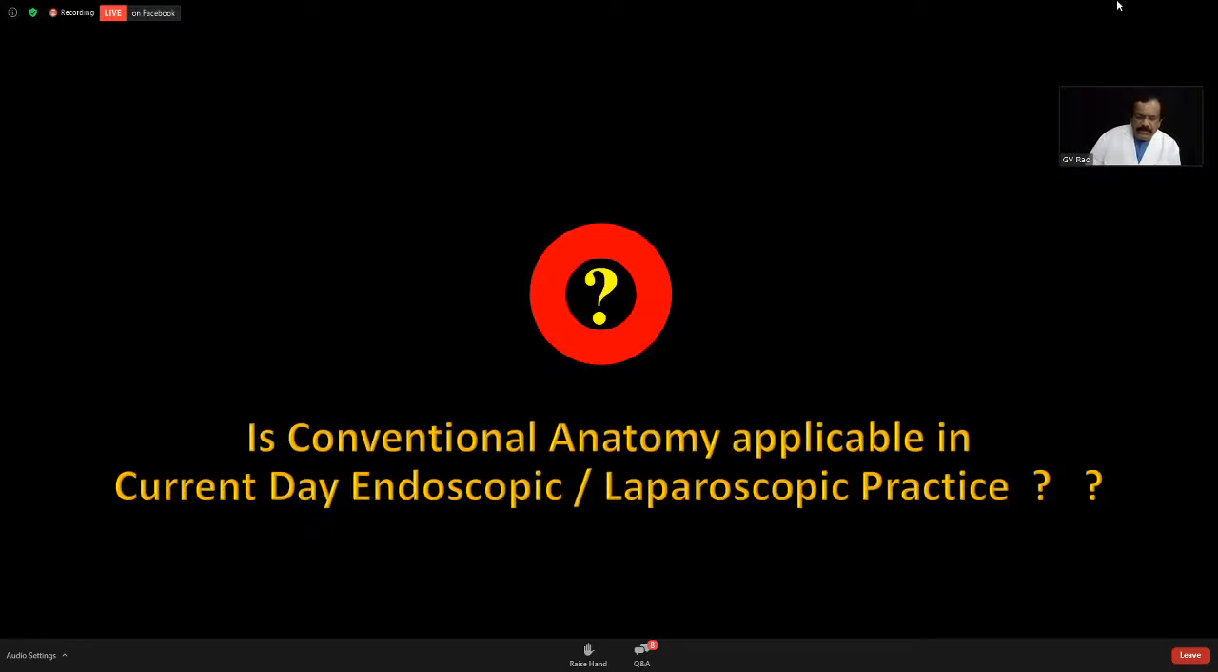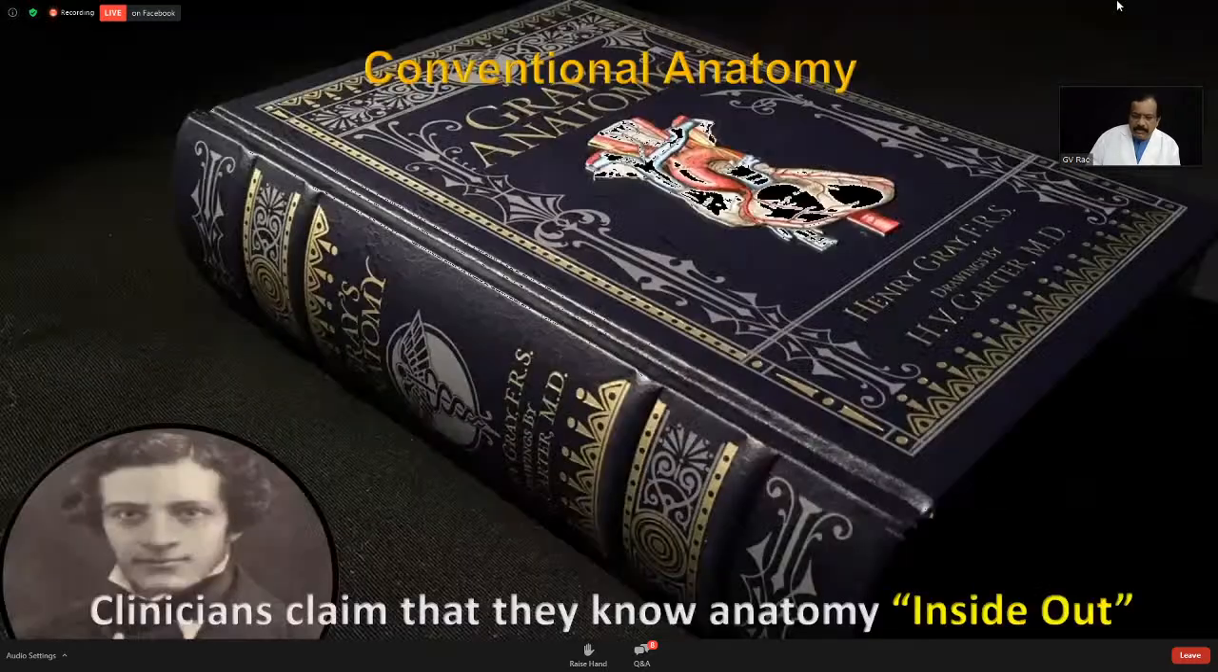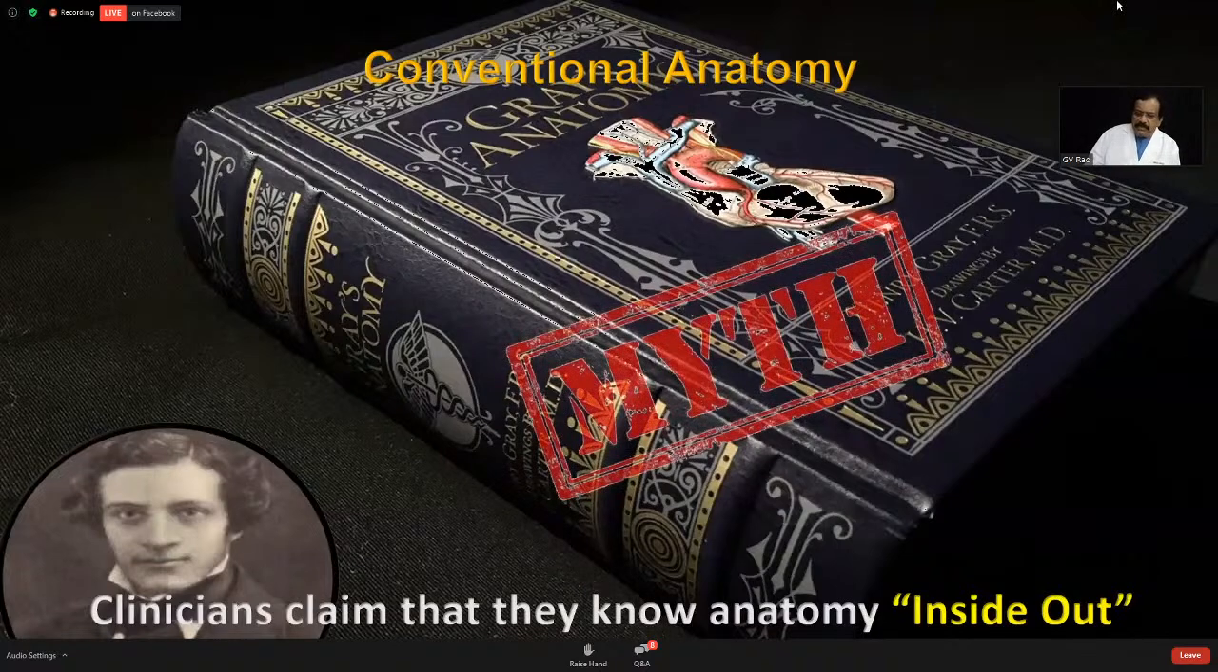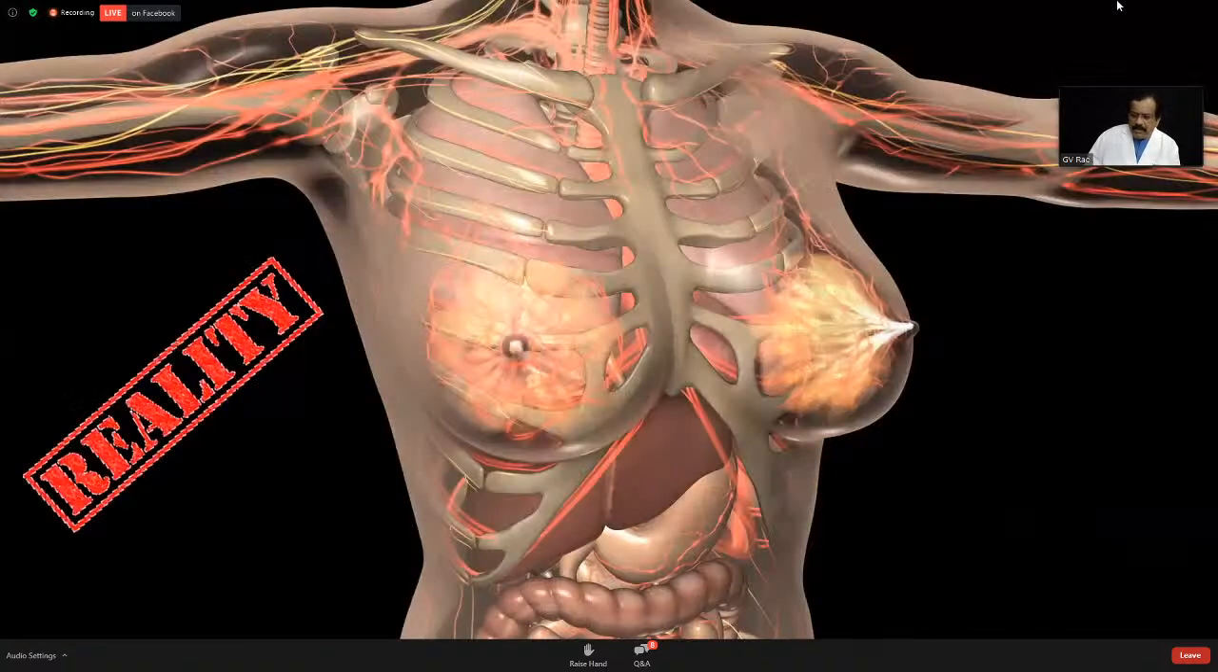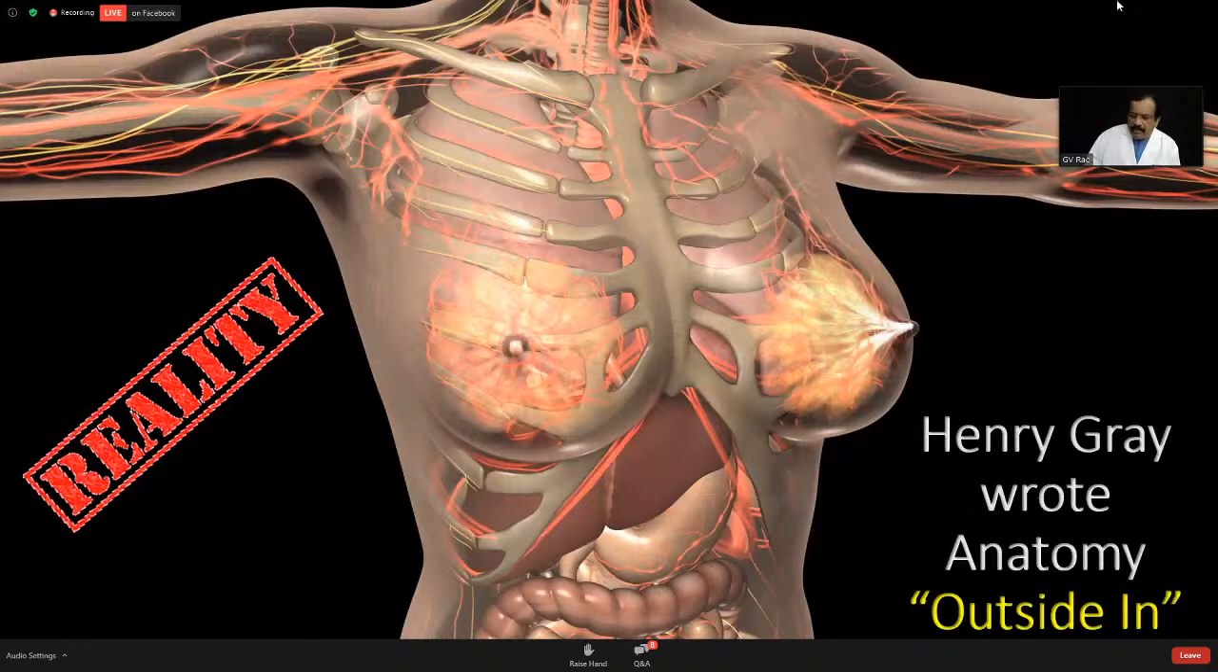The question that is repeatedly asked is whether conventional anatomy is applicable in current-day endoscopic and laparoscopic practice. We as clinicians claim that we know Gray's anatomy inside out. This is a famous phrase that people keep saying, but surprisingly, this is a myth. Gray never wrote the anatomy inside out. He wrote the anatomy outside in. The entire anatomy we know is the anatomy that we look at going from outside to inside.